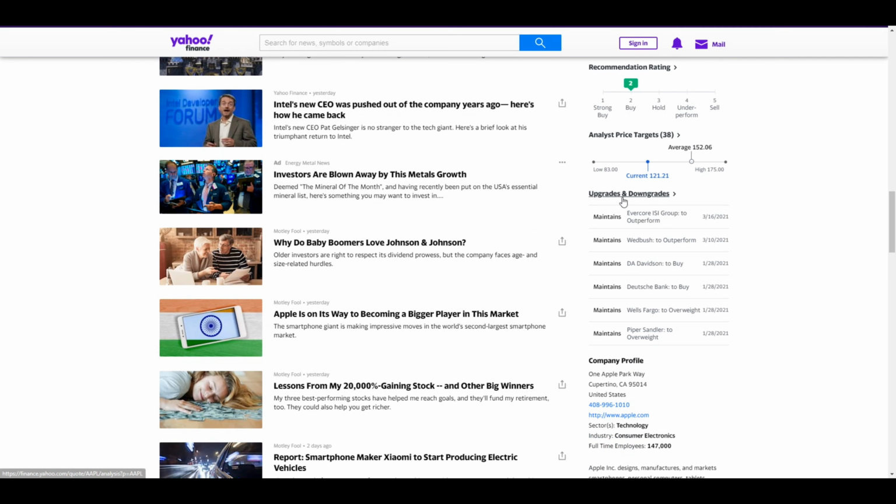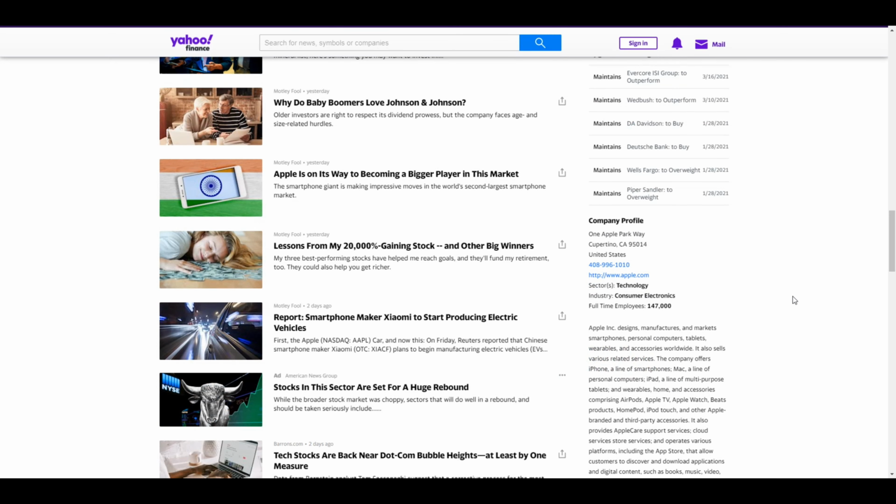In this section under upgrades and downgrades, we continue on with the analysts and the different financial companies who evaluate the stock. So here the latest change has been on March 16th, 2021, and it was from Evercore ISI Group, and they changed to outperform. You can also see that on March 10th, Wedbush changed their opinion to outperform. And on January 28th, D.A. Davidson changed their opinion to buy.